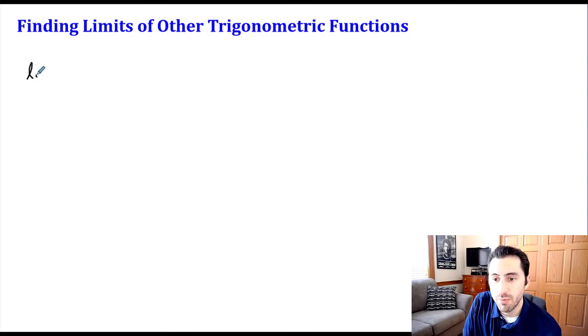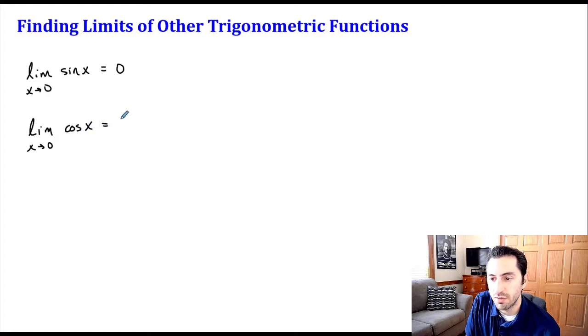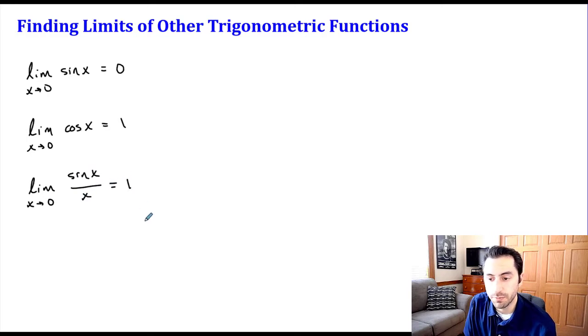So we have the basic ones for sine and cosine. So the limit as x approaches 0 of the sine of x, this was equal to 0. We have the limit as x approaches 0 of the cosine of x, this was equal to 1. We also have the limit as x approaches 0 of the sine of x divided by x, and we saw that this was equal to 1.